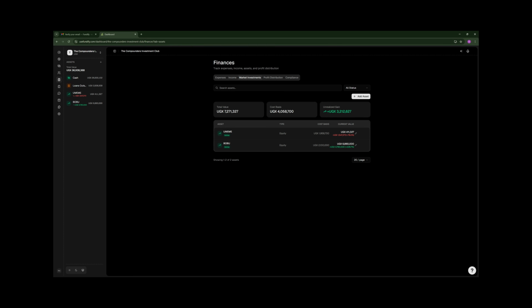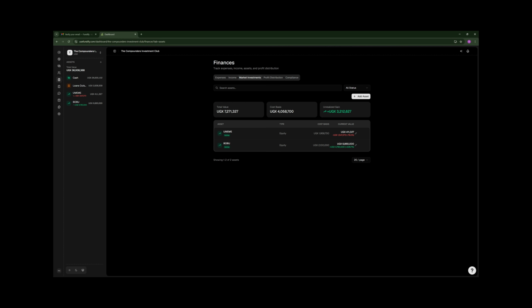Note that whichever method is used, the unrealized gain or loss recalculates automatically. If the price has moved in the club's favor since the last update, the unrealized gain increases. If it has moved against the club, the unrealized loss grows or an existing gain narrows. The balance sheet reflects the updated position from that point forward.